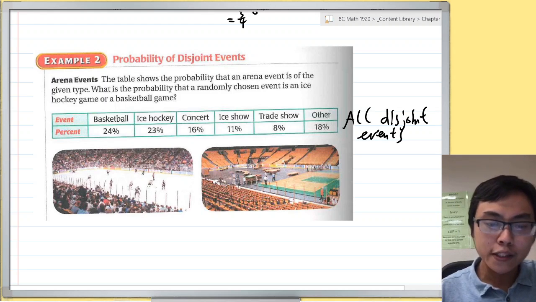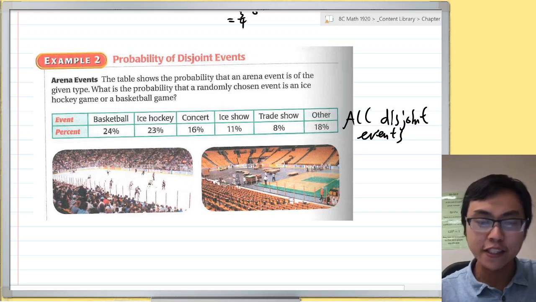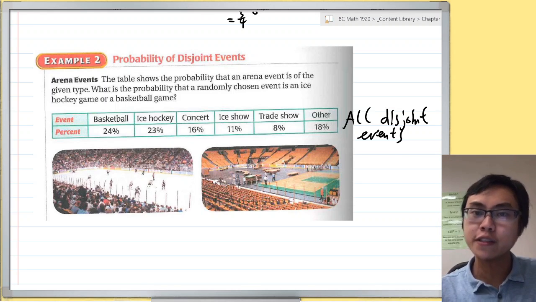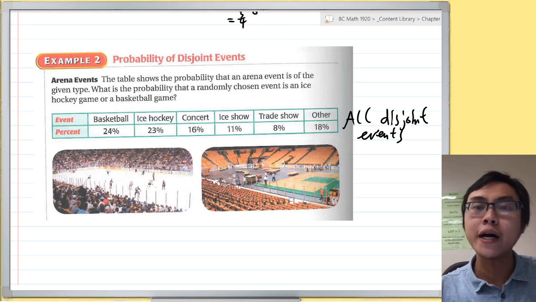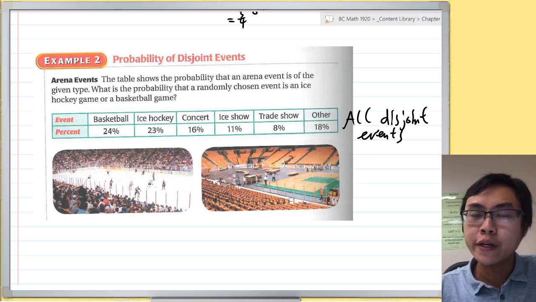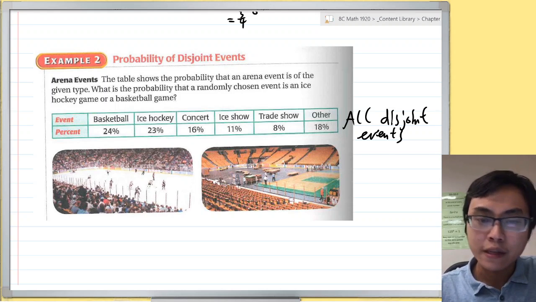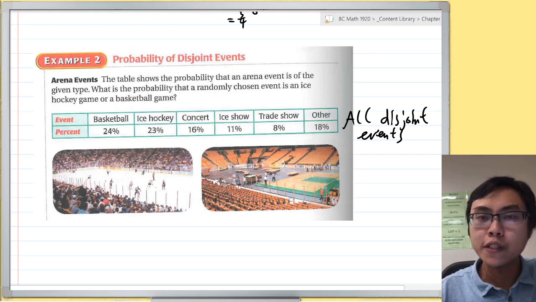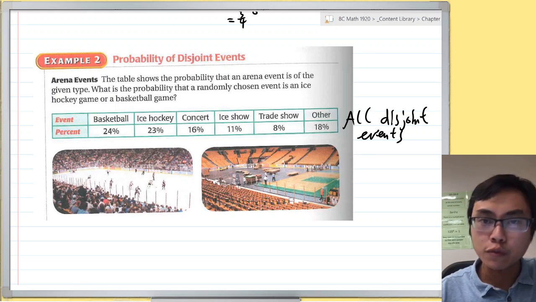There is no ice hockey and ice show that is the same. The arena is either an ice hockey game or an ice show event. It's not combined. I can't even think of what would be an overlapping event in this case, because they're all different. So if these are all different, then the probability will be the sum of the two probabilities.